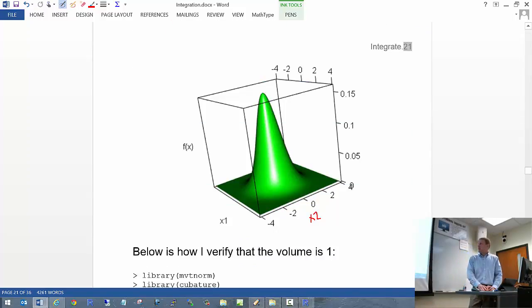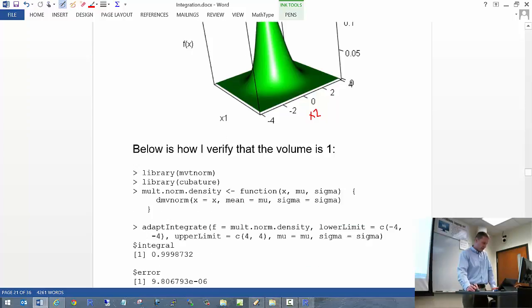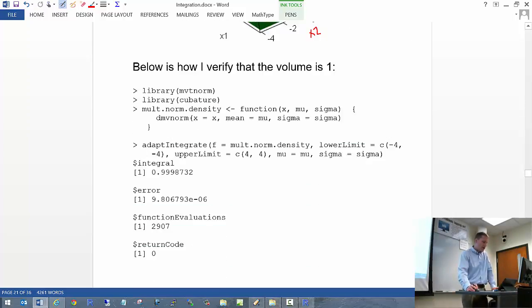This is what the actual distribution looks like in 3D. I'm sure all of you are wondering what it looks like. And what I want to do first of all is verify that the volume underneath that surface is actually equal to 1. So there's a nice little R function called dmvnorm, which finds the density for a multivariate normal. And that's in the mvtnorm package. I'm going to say library cubature as well. And I write a function here that I want to integrate, similar to what I did with the dbeta function before. And then I just simply say adaptIntegrate.